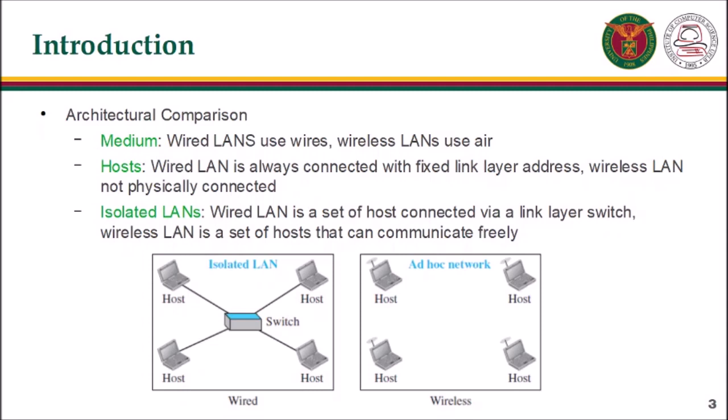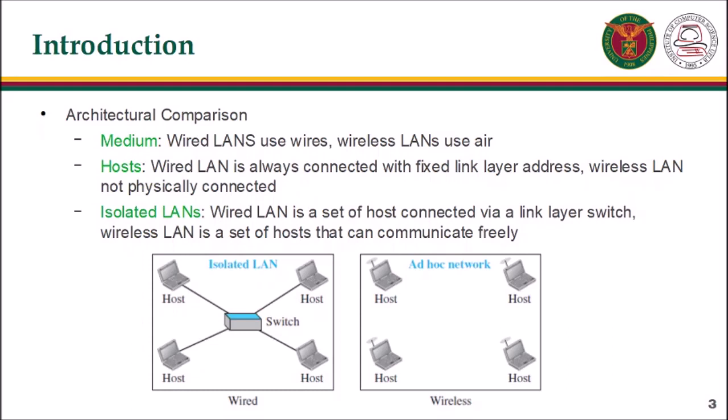In terms of hosts, in a wired LAN, a host is always connected to its network at a point with a fixed link layer address related to its network interface card. Of course, a host can move from one point in the internet to another point. In this case, its link layer address remains the same, but its network layer address will change. In a wireless LAN, a host is not physically connected to the network. It can move freely and can use the services provided by the network.